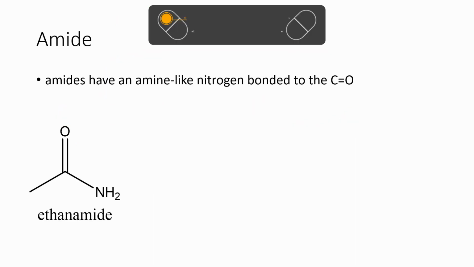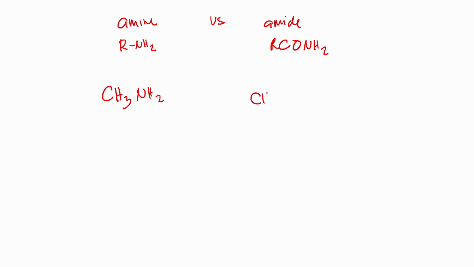And finally, we have our amine and amide. Amine is simply RNH2, while amide is RCONH2. The simplest amine is CH3, NH2. Our amide is CH3, carbonyl group, NH2. Okay, so that is the comparison between your amine and our amide.